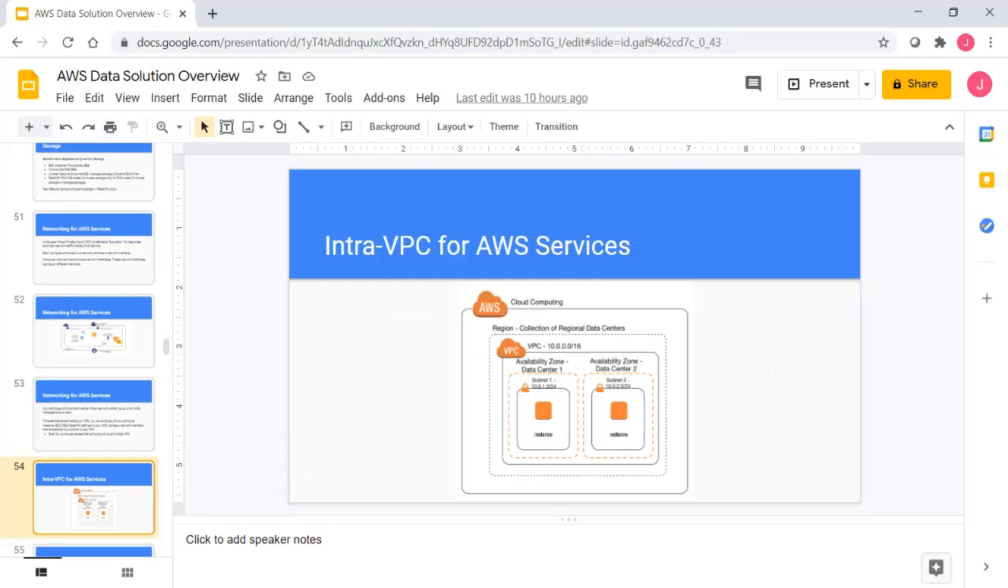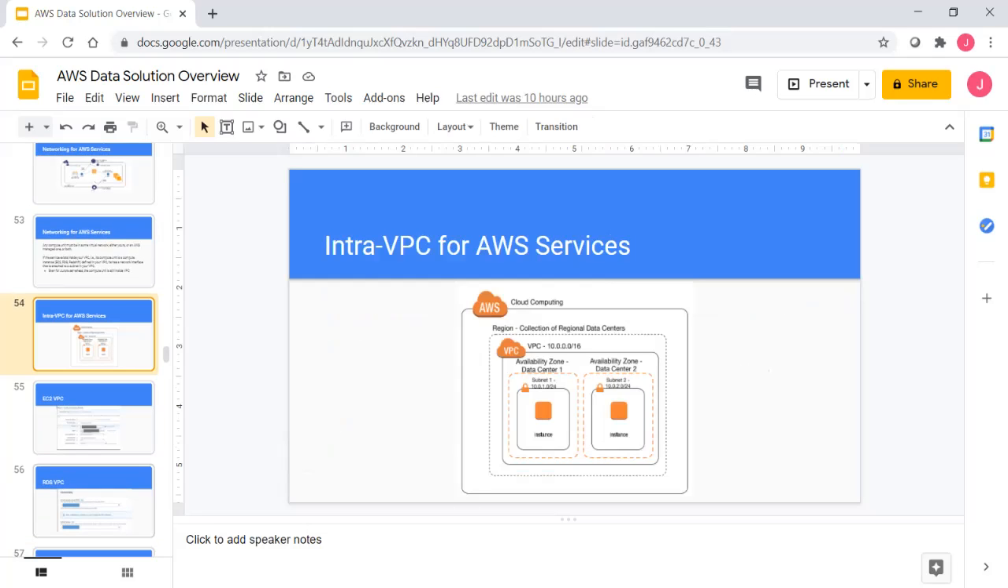So this is the example. Like these two EC2 instances, they live in the same VPC, so they can communicate with each other on the network, whether it's allowed or not. That's defined using security groups, which we'll discuss in the security session.